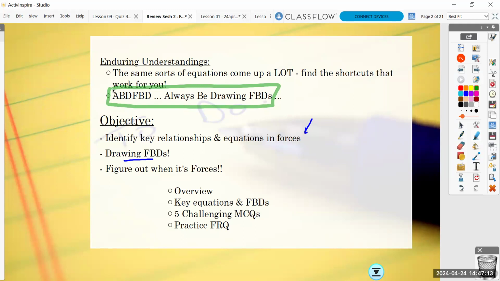We'll go over some key equations. We'll look at a few of the more challenging multiple choices on there. And then if we want, we can either continue to work on the stuff in the packet, or we can kind of brainstorm and think through a little practice FRQ that's mostly about forces. That might be interesting. Let me move this, otherwise I am gonna wipe out and run over it.